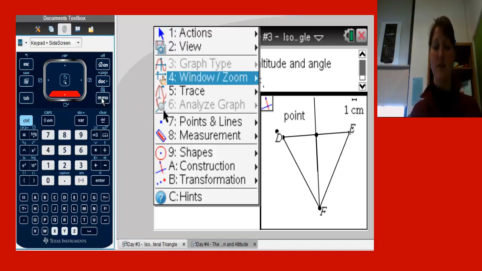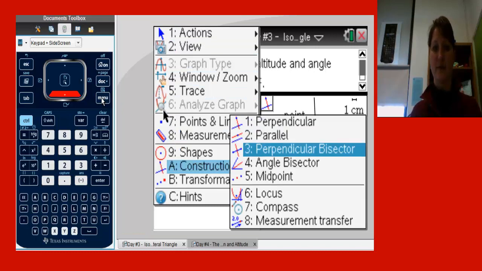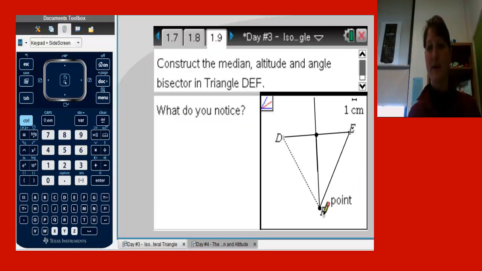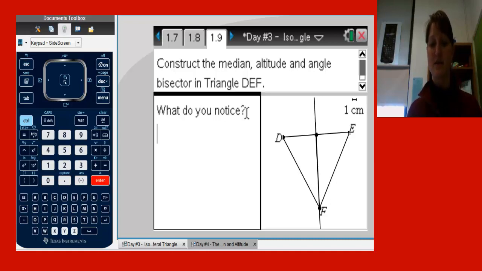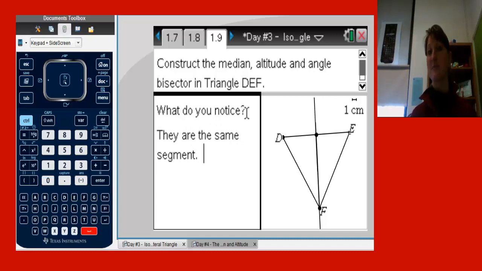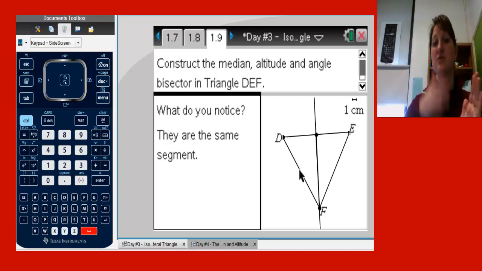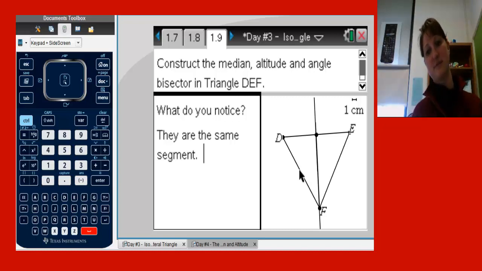And then I'm going to construct an angle bisector at angle F. So I will outline angle F, and there's my angle bisector. And again, all three of those are the same segment. Now, I said that only happens when the two sides around your angle are the same. So right here, if this is an equilateral triangle, FE and DF are the same length, so the median, altitude, and angle bisector will all be the same segment.